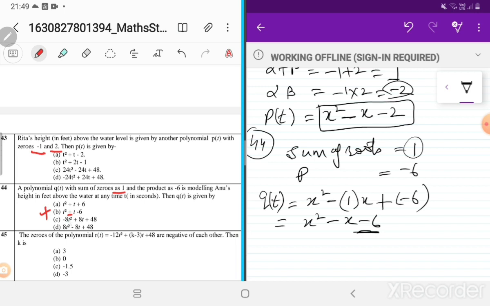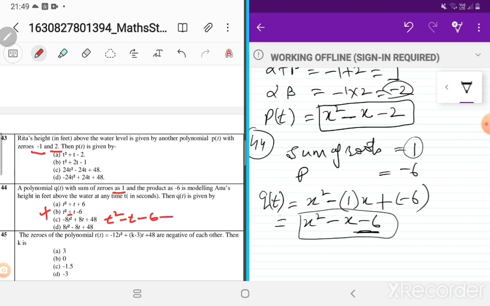So 8t square, now 8 is there. If I divide the whole equation by 8, or you can say we divide the whole equation by minus 8, I get t square minus 1t. Here I got plus t because a negative is already there. So I got t square, and here I got negative t. And again here I got 8 sixes are 48, which matches with my equation. So we can say option C is our result.